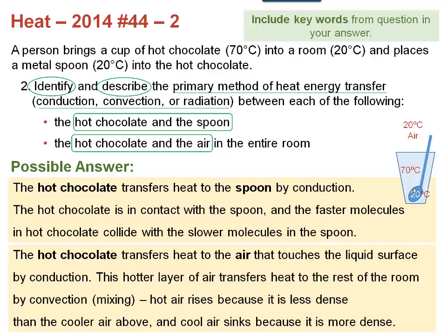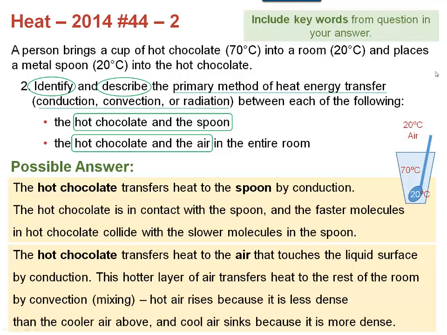The hot chocolate transfers heat to the air by convection. But how does it do that? Convection is actually a combination of conduction and mixing. So the top layer of the hot chocolate transfers heat to the air that touches the liquid surface by conduction. And then this hot layer of air transfers heat to the rest of the room by mixing or convection.